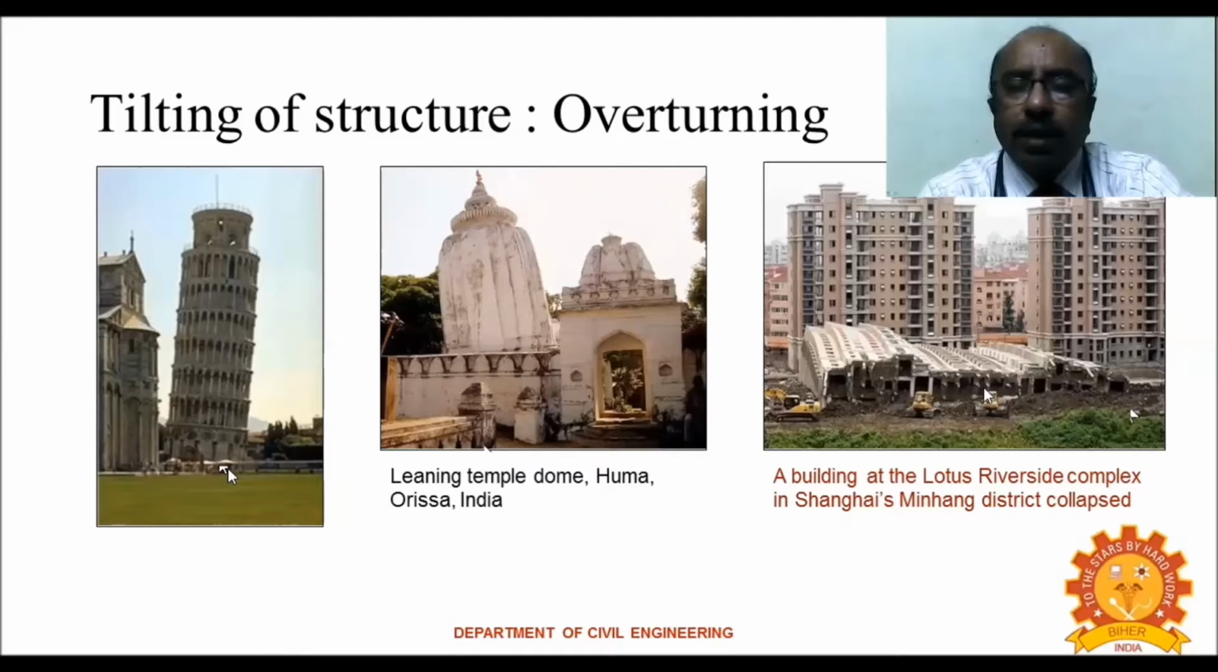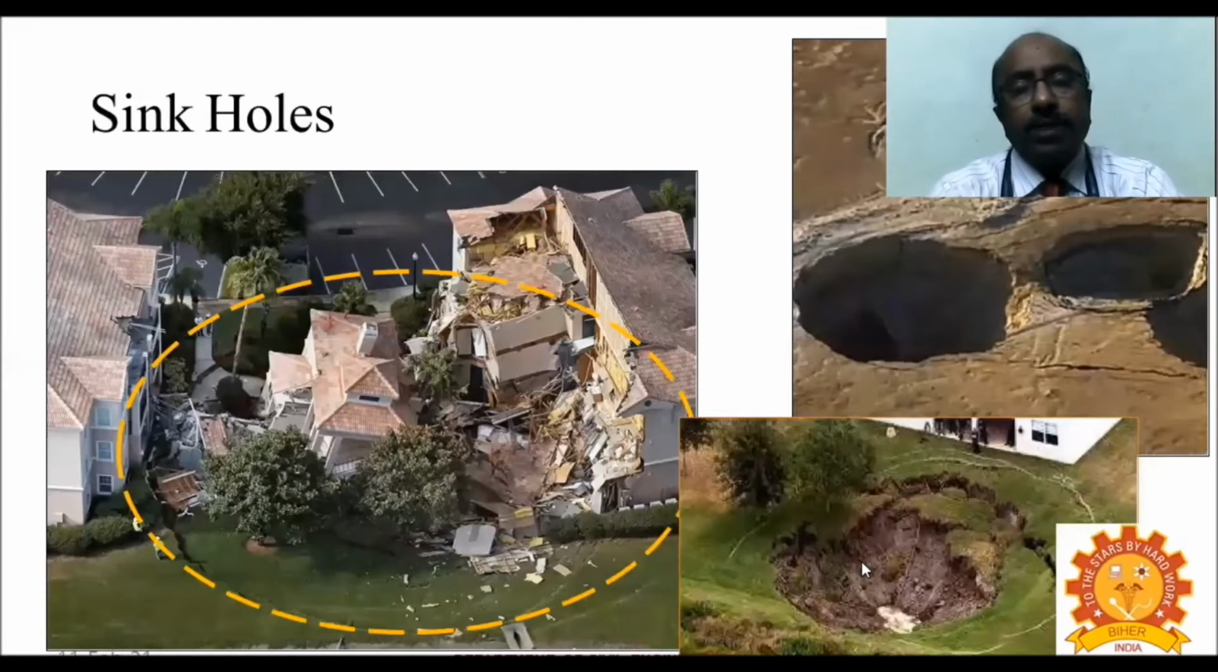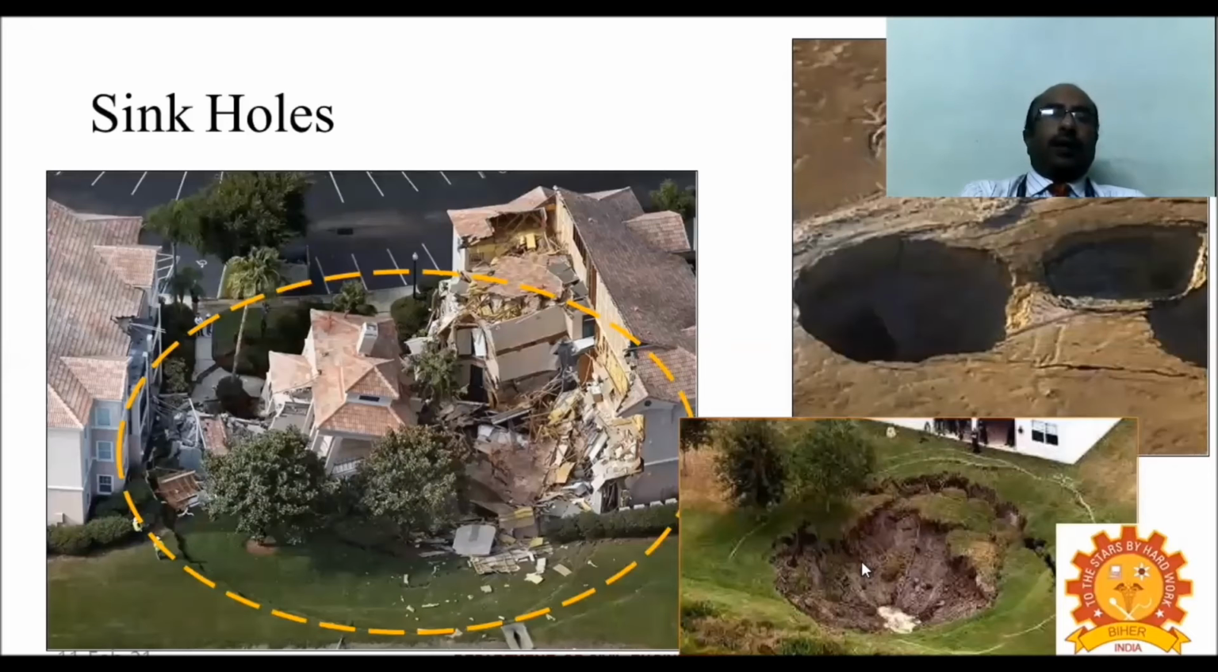Similarly, in Orissa, there is a temple dome which is leaning because the soil below is the problem. And there are a lot of building failures in Shanghai because of problems with the soil. So these problems need to be addressed: why it has failed and what the remedial measures are.